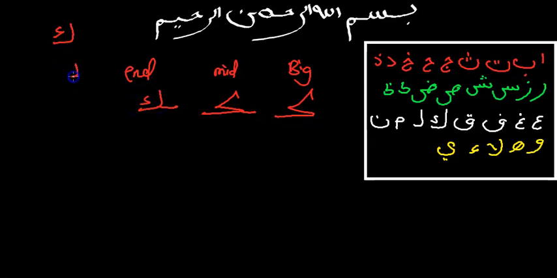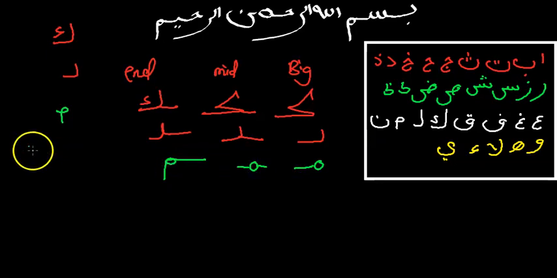Lamun. The isolated form is lamun. The beginning form is lamun. Middle form is lamun, and end form is lamun. The isolated form of mimun is mimun. Beginning form is this, middle form is this, and end form is this.